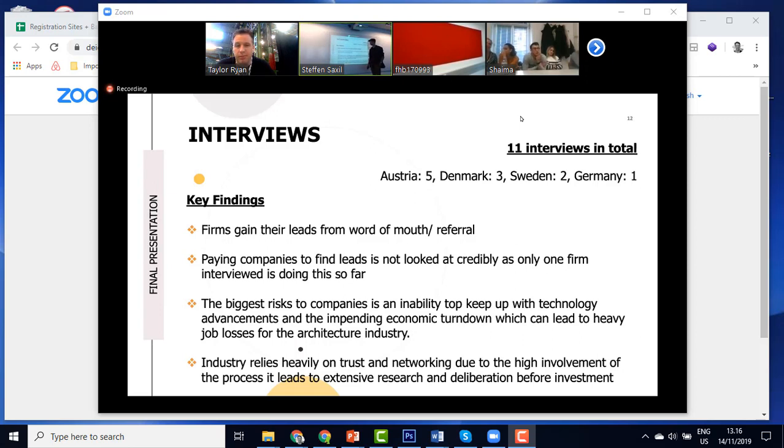Only one firm actually paid other firms to help them get the leads. So that kind of shows that they have an inability to use modern technology to get their customers, and the industry still relies on trust and networking to get the new leads, which means they have to do extensive research to gain more customers.